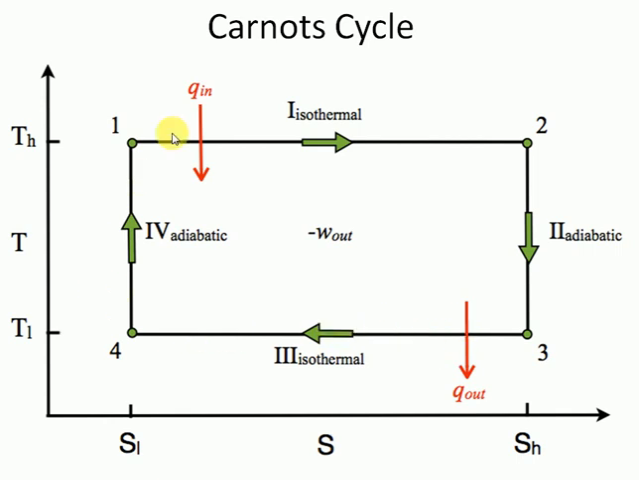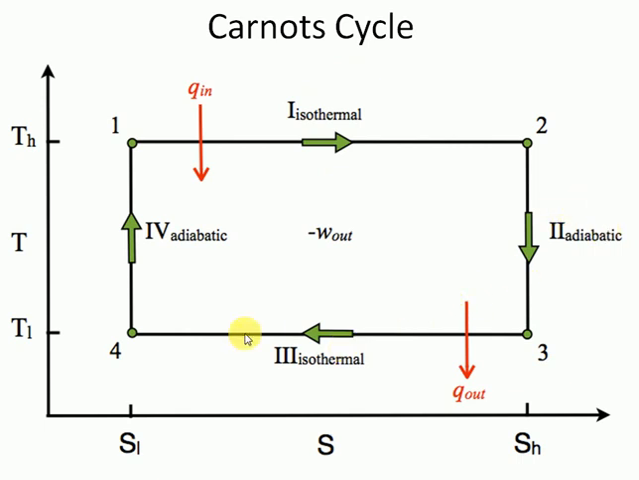Because this is a reversible process and all the processes are reversible, that's why the cycle becomes reversible. And reversible cycles are the ideal cycles. So that's why the Carnot cycle is an ideal cycle.